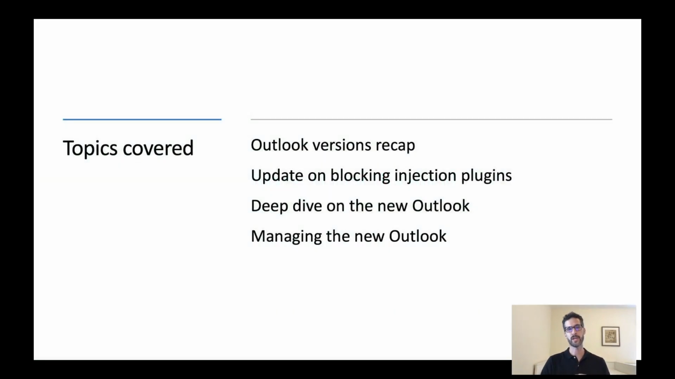Today we'll start out by covering Outlook versions and support and provide an update on blocking injection plugins. And then we'll dive into the new Outlook for Mac, looking at sync, search, account support, and authentication. And then we'll talk about a new preference key to deploy the new Outlook for Mac and how we can use existing preference keys to manage settings in the new Outlook. So let's get started.